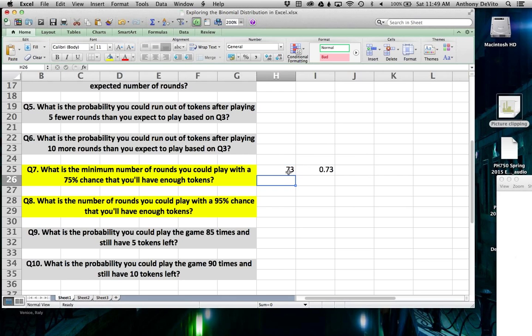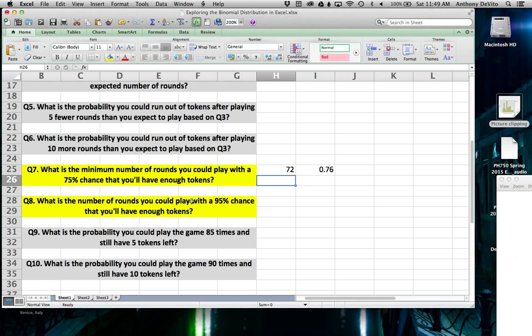Oh, once I go to 73, if I have 73 rolls, I'm only 73. It just happens to be a coincidence. It's a similar number. There's only a 73% chance that I'll get to 73 trials without using up that 20th coin. Okay, so really the answer to this would be 72. Now I have at least a 75% chance of getting to that point.